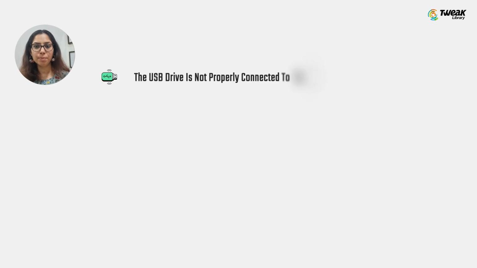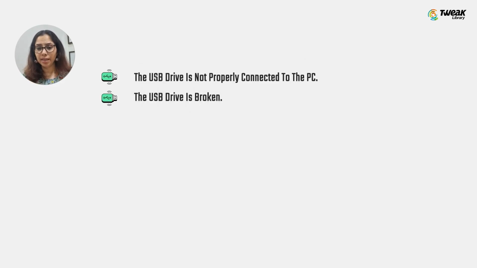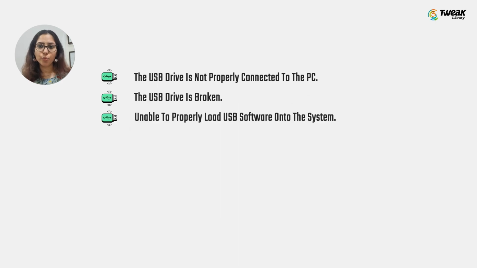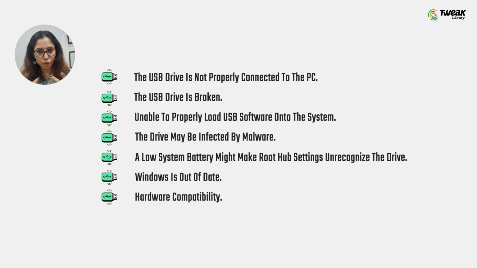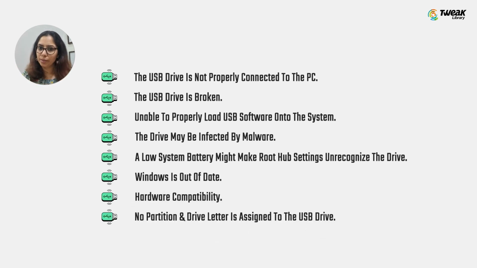The USB device may not be inserted properly or connected to the PC. The USB device is broken, unable to properly load USB software onto the system. The drive may be infected by malware. A low system battery might make root hub settings unrecognized by the drive. Windows is out of date. A hardware compatibility issue could be there, or maybe no partition and drive letter is assigned to the USB drive.